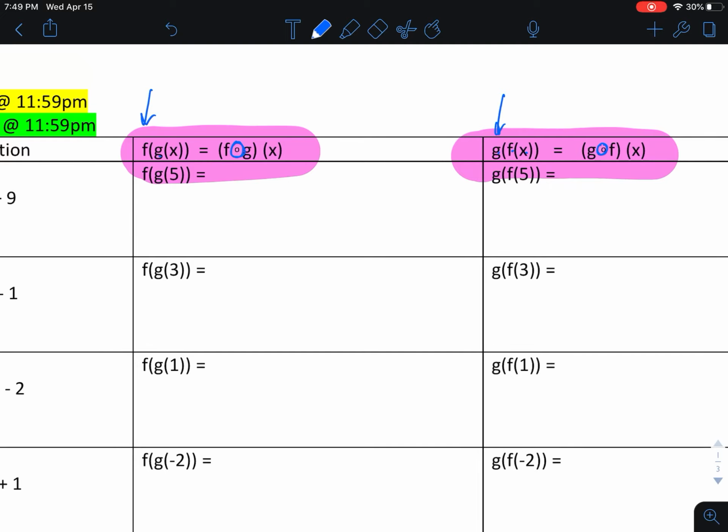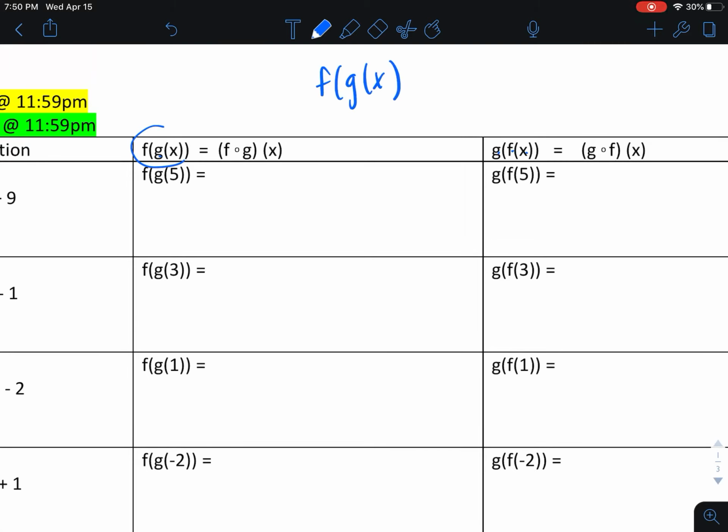Let me get rid of all this stuff so we can talk. When we have f of g of x like this, what that means is we always start with the innermost function. So we start with our g of x function, and then we take that answer and plug it into the f of x function. Whereas in the last column, we have g of f of x, so we start with our f function, and then take that answer and plug it into the g function.